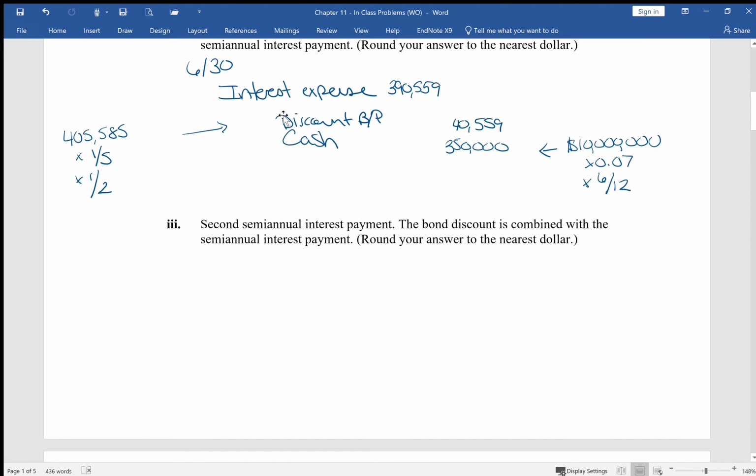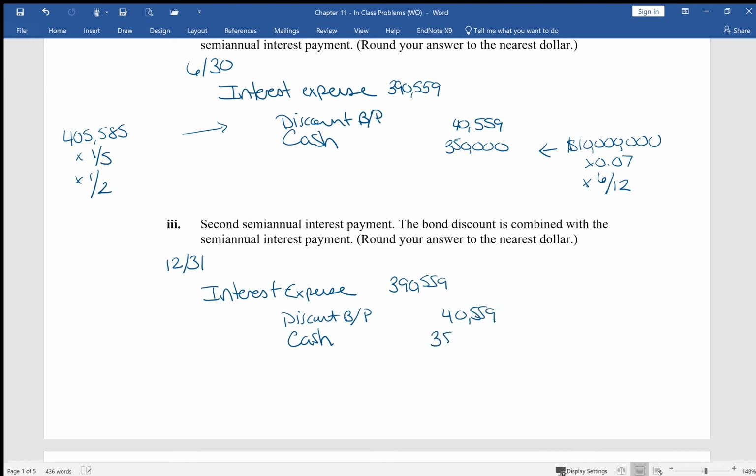Okay, so part 3, our second semi-annual interest payment. So this one should be pretty easy because it's the same as part 2. So we're going to have the same general journal entry, interest expense. We'll have our discount amortization part, and then our actual cash payment. And since we're doing everything on an equal semi-annual basis, it's going to be the same exact journal entry. So we don't need to go through doing the math again. We can just copy what we had from part 2.